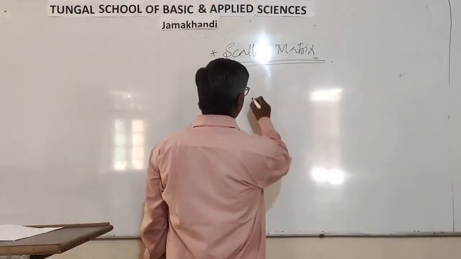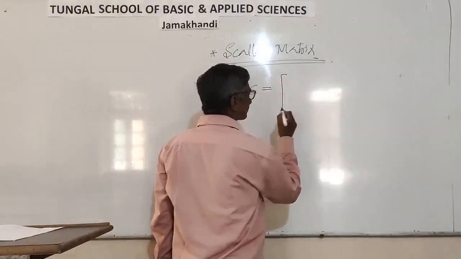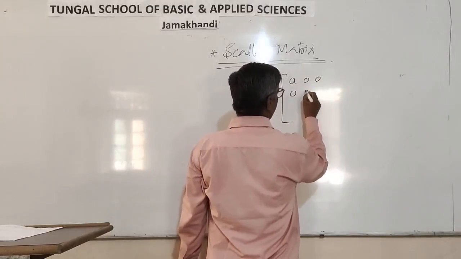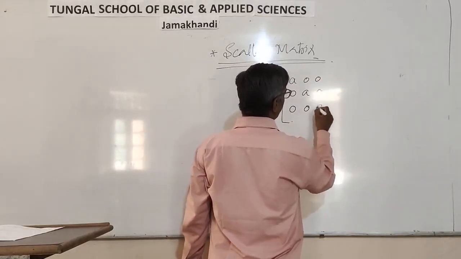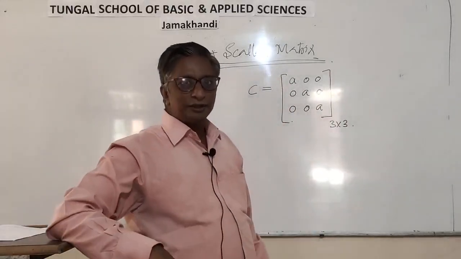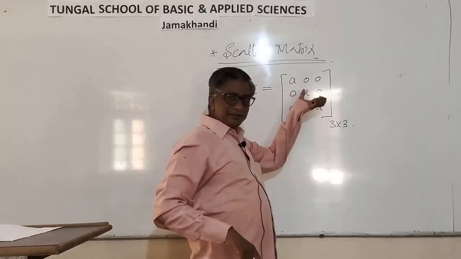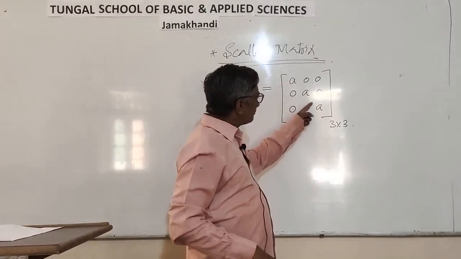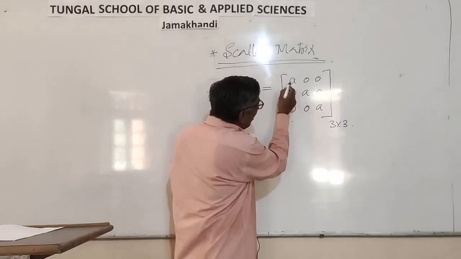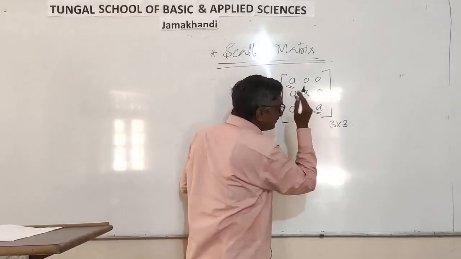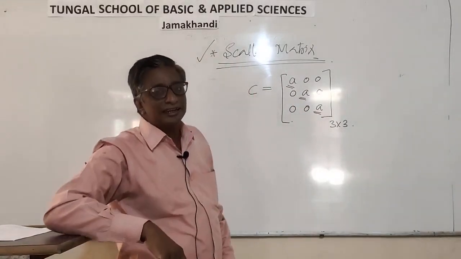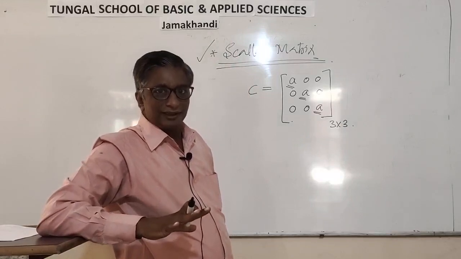Means, for example, C equal to A 0 0, 0 A 0, 0 0 A. It is 3 into 3. This is a diagonal matrix, because only principal diagonal elements are present. And these principal diagonal elements are all A, means it's the same. Then this matrix we are calling as scalar matrix. Do you understand?